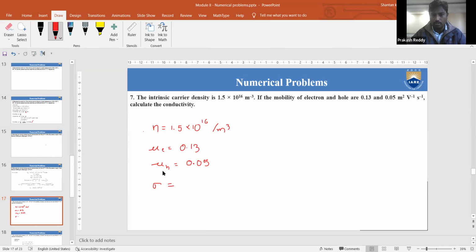So rho equals, in terms of these quantities, we have a formula: n into e into mu e plus mu h. In the previous problem, we were finding the resistivity, but no need to find the resistivity here. Only conductivity we have to find out. Using this formula, try to find out the conductivity.